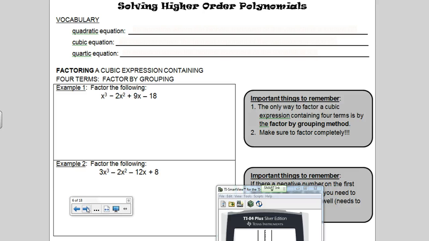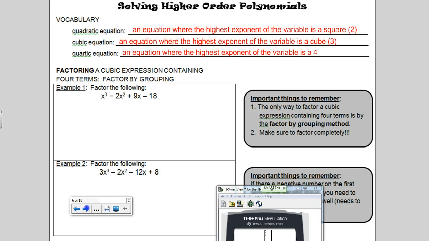Okay, so that's just a visual approach to the graphing, and now we're going to do the algebra. So I'm going to put up the vocab, and you can pause it if you want to write them. Quadratic equation is an equation where the highest exponent of the variable is a square, or power 2. And a cubic is an equation where the highest exponent of the variable is a cube, 3. And a quartic is an equation where the highest exponent of the variable is a 4.